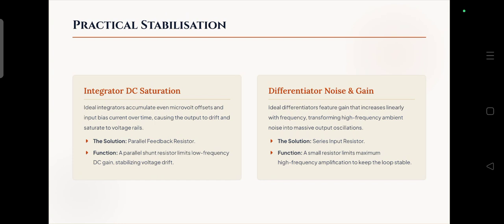The next one is practical stabilization. First is the integrator DC saturation, and second is the differentiator noise and gain. First, the integrator: ideal integrators accumulate even microvolt offsets and input bias over time, causing the output to drift and saturate to the voltage rails. The solution is a parallel feedback resistor. Its function is that a parallel shunt resistor limits low frequency DC gain, stabilizing voltage drift.